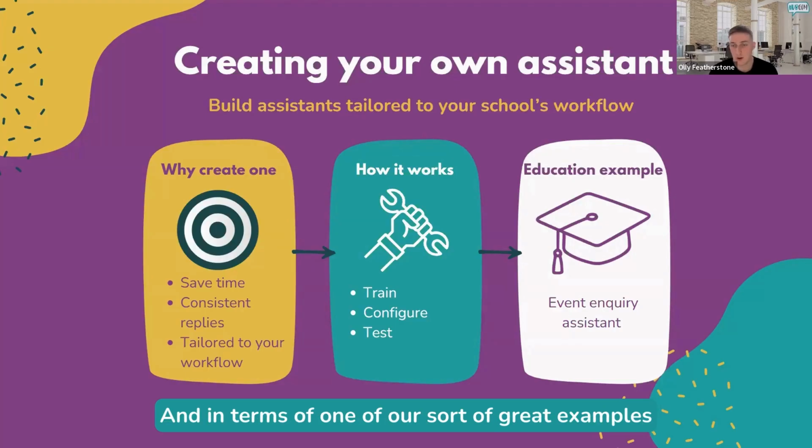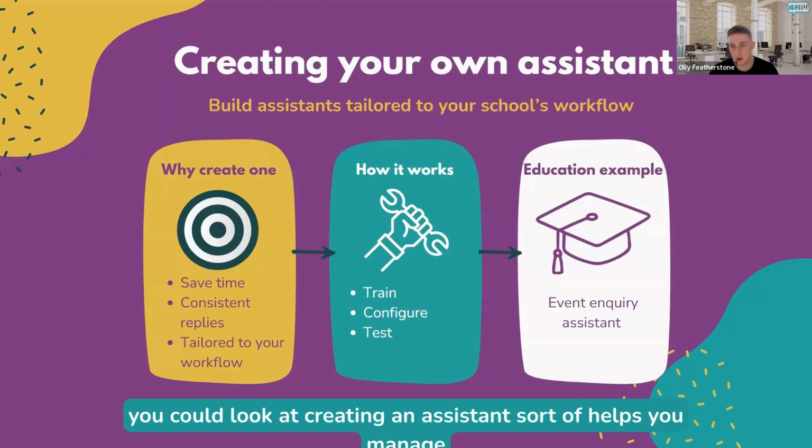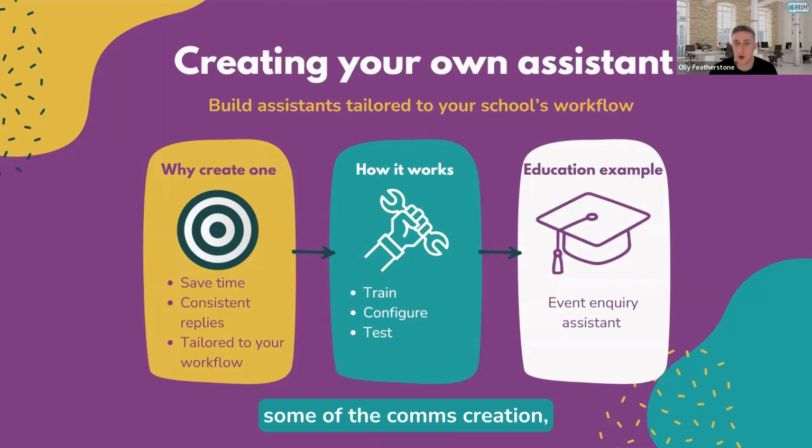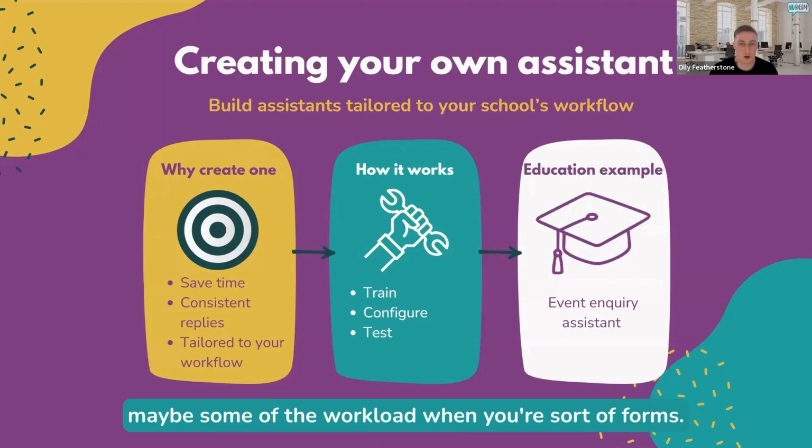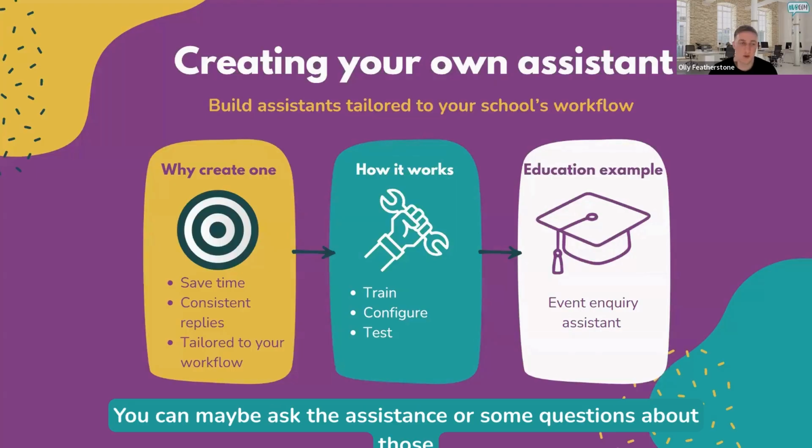And in terms of one of our great examples that we want to highlight here as well, something like an event inquiry assistant. So if you're regularly running different types of events, and you've perhaps got the same families turning up across multiple events, you could look at creating an assistant that helps you manage some of the comms creation, maybe some of the workload when your forms come in. You can maybe ask the assistant some questions about those families.